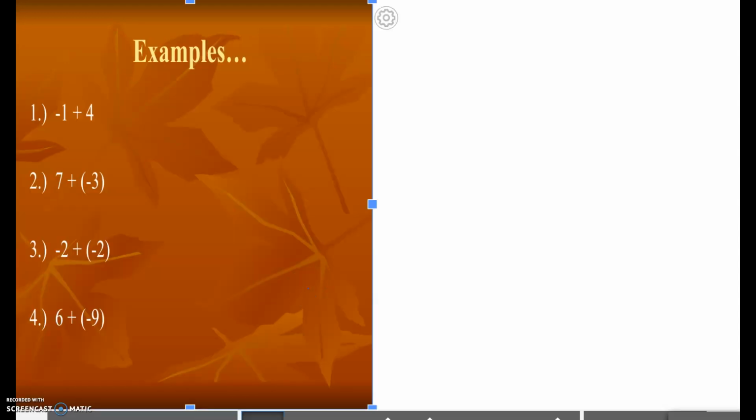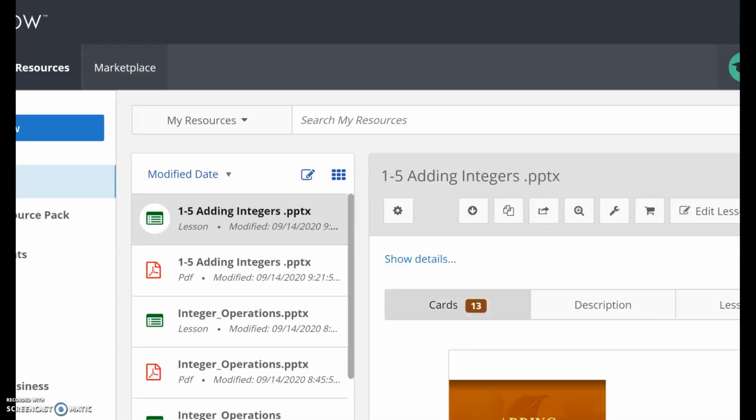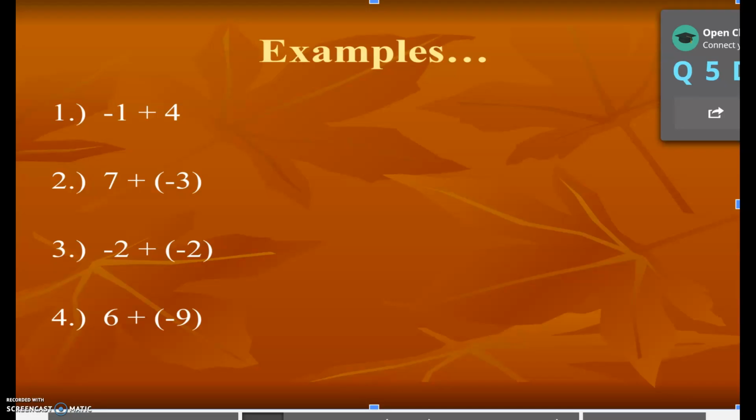All right, so here's some examples we can work through together. Got it back again. It never does this while I'm teaching. For some reason, when I'm making a video, it keeps wanting to close. So let's go through the examples.